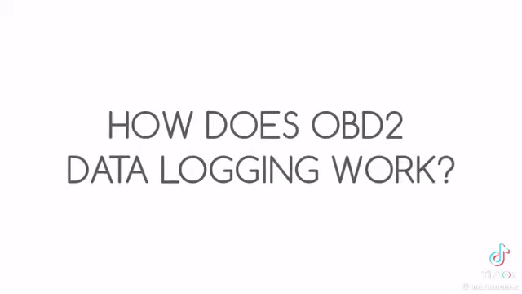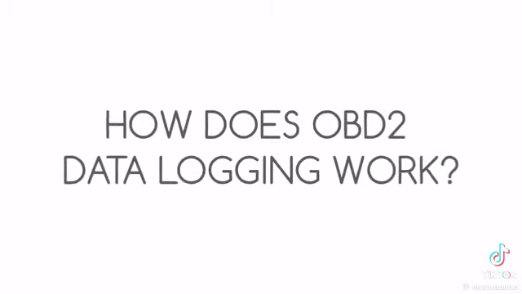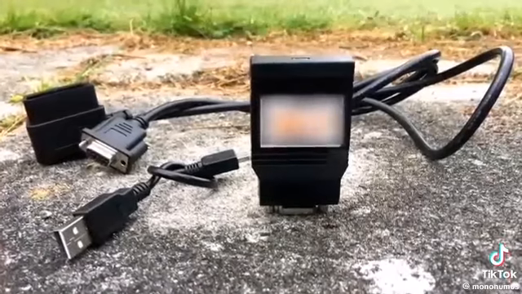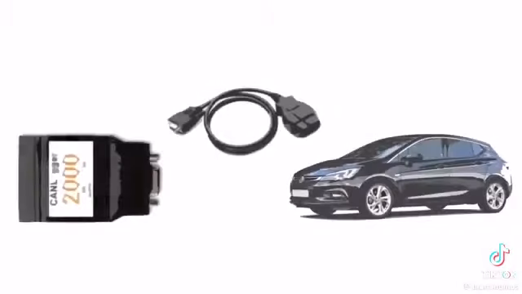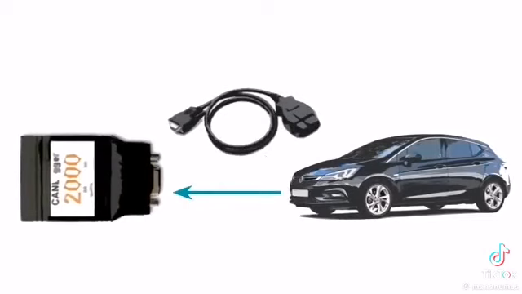How does OBD2 data logging work? In practical terms, OBD2 works as follows. You can connect an OBD2 scanner or OBD2 data logger to the OBD2 16-pin connector. Via the tool, you enter request messages, queries, transmitted via the CAN bus.